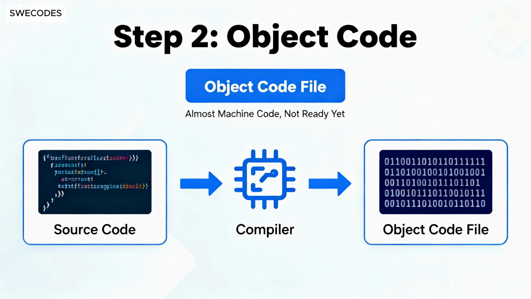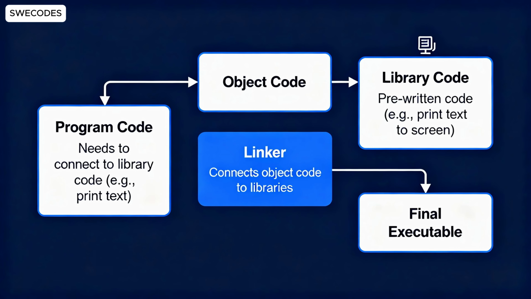Step 2. Object code. If everything checks out, the compiler translates your source code into a file called object code. This is almost machine code, but it's not quite ready. Step 3. Linking. Your program needs help. It has to connect to other pre-written library code, like the code needed to print text to the screen. A separate program called a linker connects your object code to those libraries.